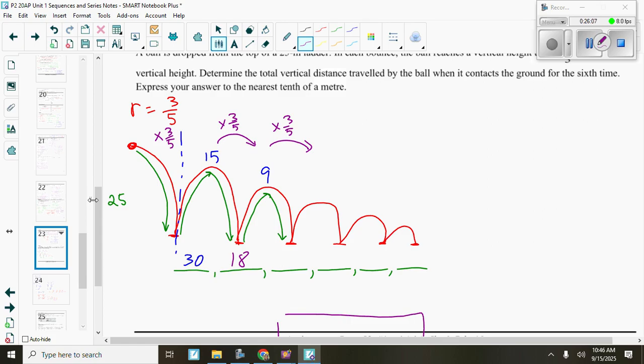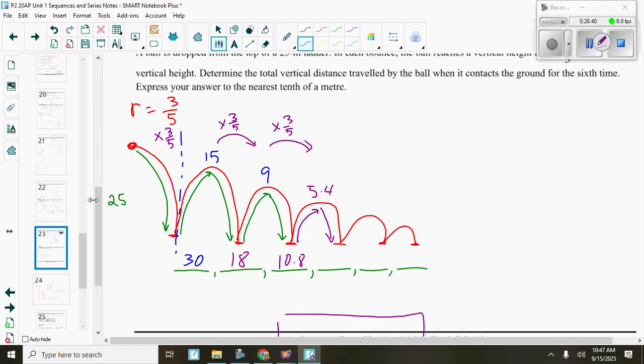So you found the height. What I want to point out is that the height is not your term number. The distance traveled is your term number. The height is part of it. You have to figure out the height in order to figure out the distance traveled. Then 3/5 of 9, multiply that by 3/5, so 5.4. We go up, we go down, so now we're at 10.8.